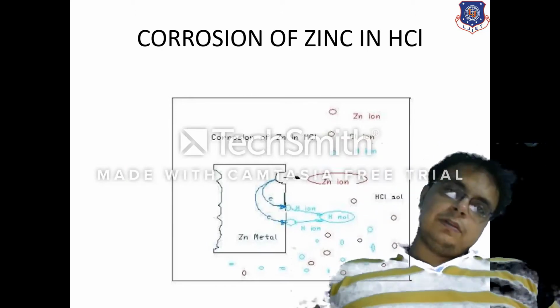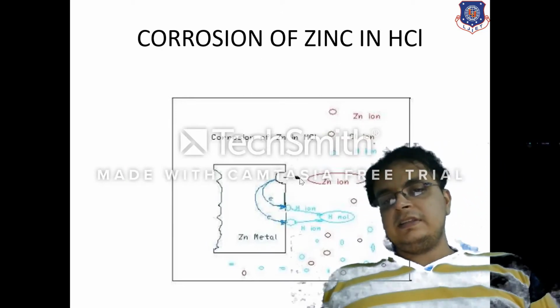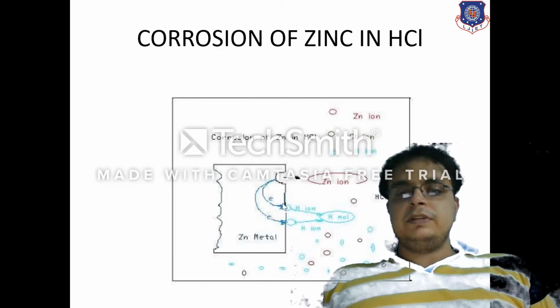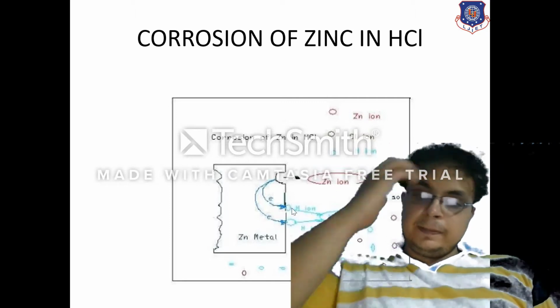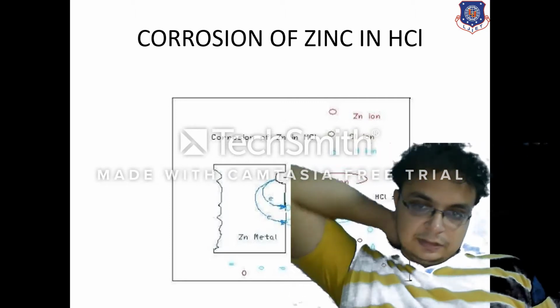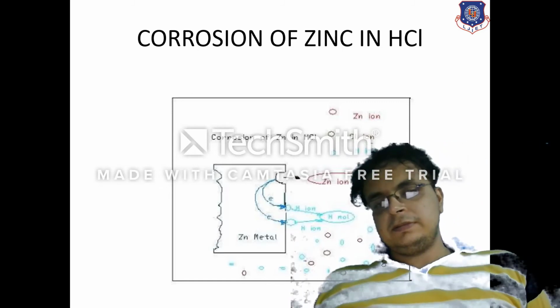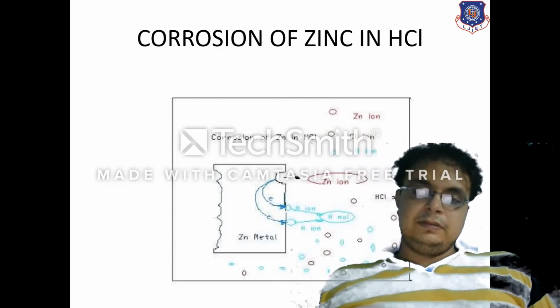So this is how corrosion takes place on zinc in HCl. We have zinc metal from which some portion will move out and move towards the H ions. This is how the corrosion is taking place. Some particles have moved away from that metal.